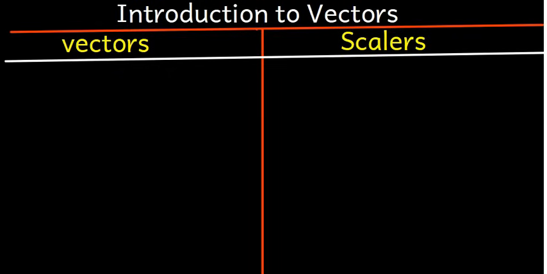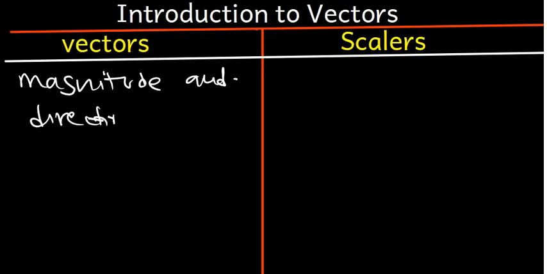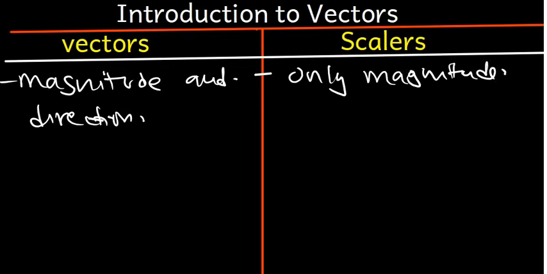Okay, so a vector quantity, like we have already said, is a physical quantity which has got both magnitude and direction. That's all. So that's basically a vector. Okay. What of a scalar? A scalar is just basically a physical quantity which has got only magnitude. Now, when we are talking about the magnitude, we are talking about the size. Okay, so a magnitude is just basically a size.